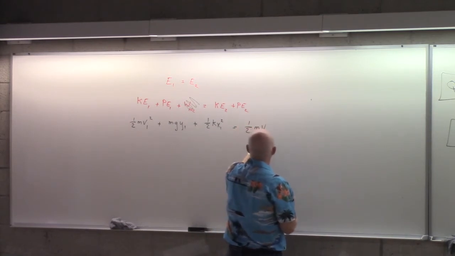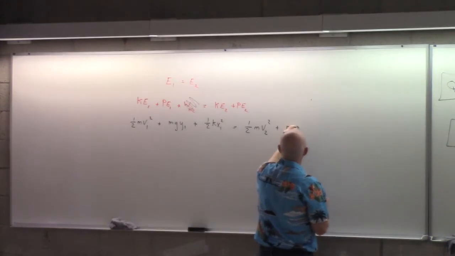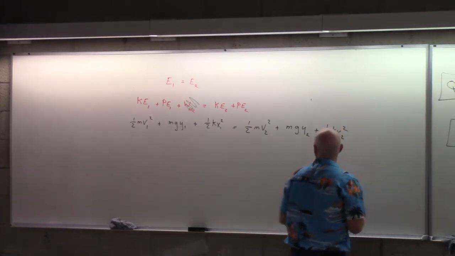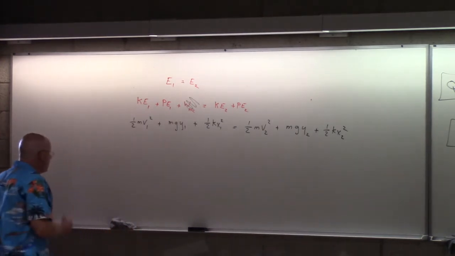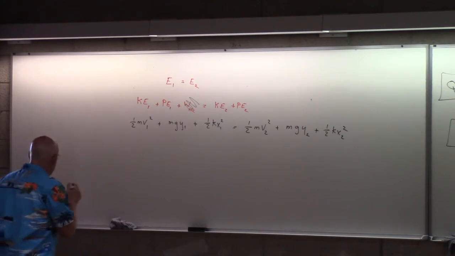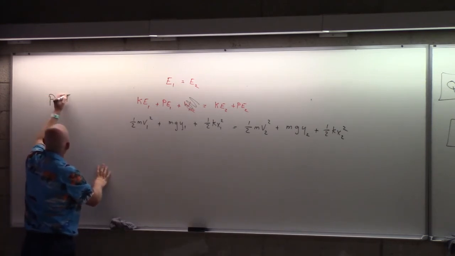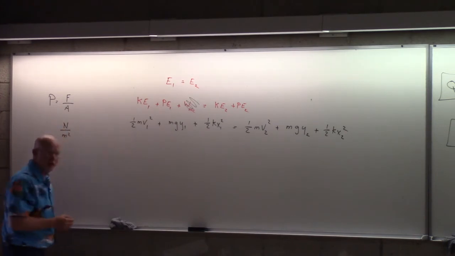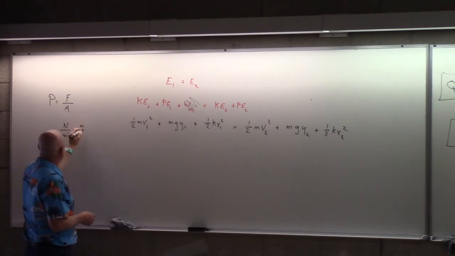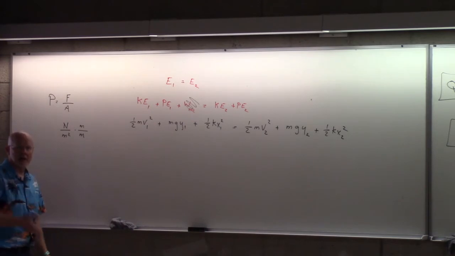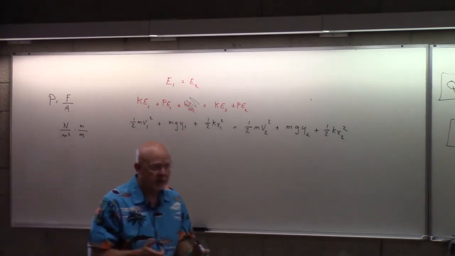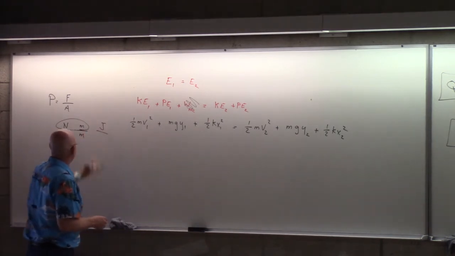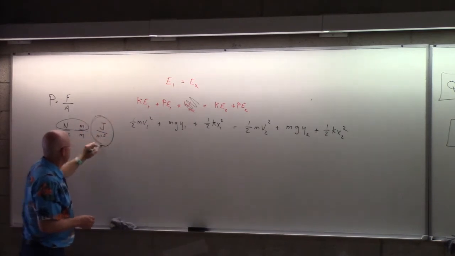But I'll have a 1/2 mv2 squared plus a mgy2 plus a 1/2 kx2 squared. Now, here's kind of an important question. Maybe we should look at pressure. Pressure was what? Force per area? Wouldn't that be newtons per square meter in units? And Bernoulli's thinking here is there might be another way to think about pressure. Instead of thinking of pressure as a force, multiply top and bottom by a meter. What would you get on the top? A joule. What would you get on the bottom? Cubic meter.